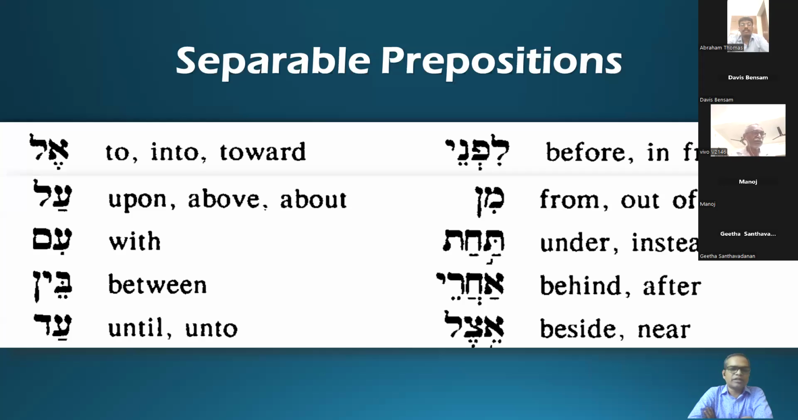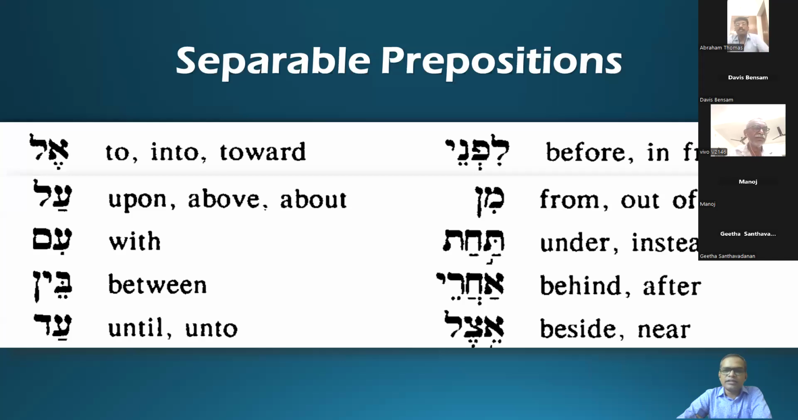Im, there will not be any change. Ben, what will happen? We know that it has an unchangeably long vowel, tsere, so it cannot be reduced, it cannot be taken out from that word. Ad also carries a short vowel. Lifne, min, tahat, achare, etzel.